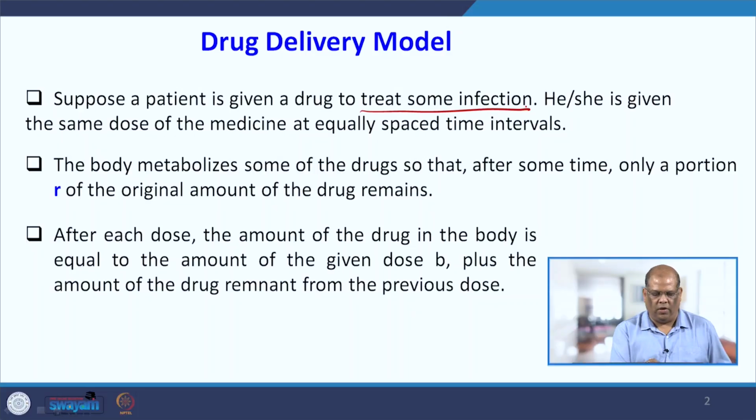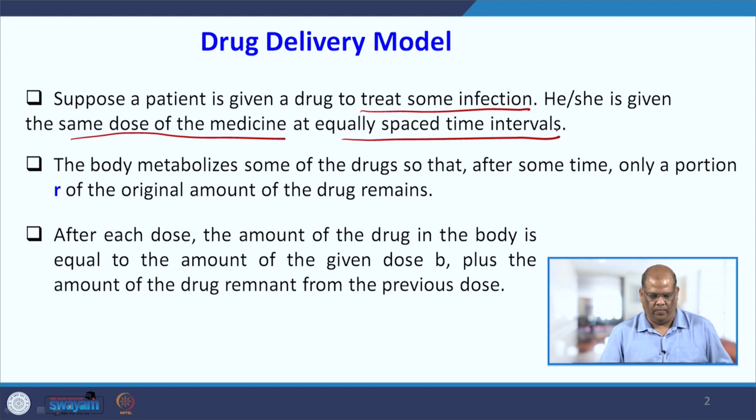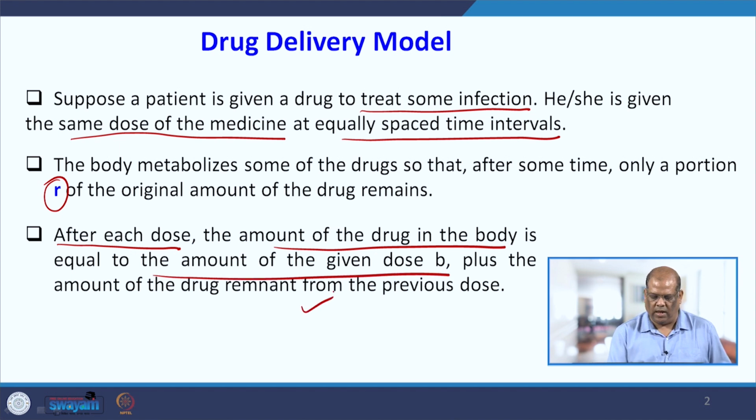Let us define the model. Suppose a patient is given a drug to treat some disease, some infection, and he or she is given the same dose of the medicine at some equally spaced time interval. As you know, when the drug gets into the body, not 100% of the drug works, only a part of it works, and let that portion be R of the original amount of drug that is injected in the body. Our third assumption is that after each dose, the amount of drug in the body is equal to the amount of the given dose plus the amount which remained from the previous drug.